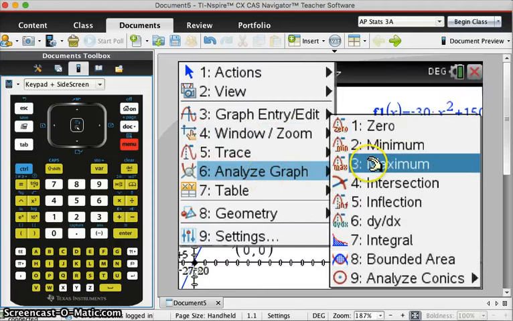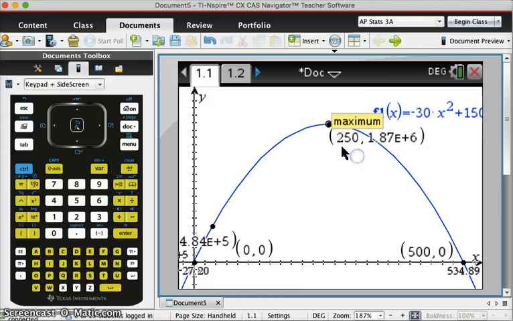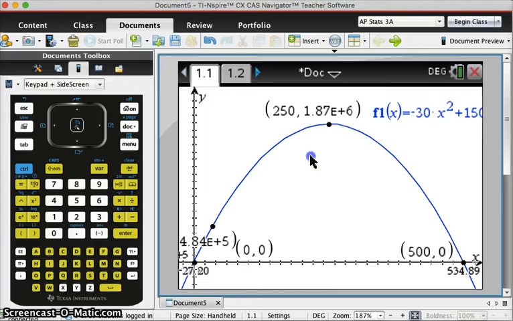Analyze the maximum in this case between here and here. So there's a vertex. Oh, here's one of these little e to the 6 things, or this e plus 6. What that means is this little number up here, 1.87. Remember, this is a cell phone company. We're talking about revenue of the entire company, like a company like Apple or Samsung. This is a huge number.